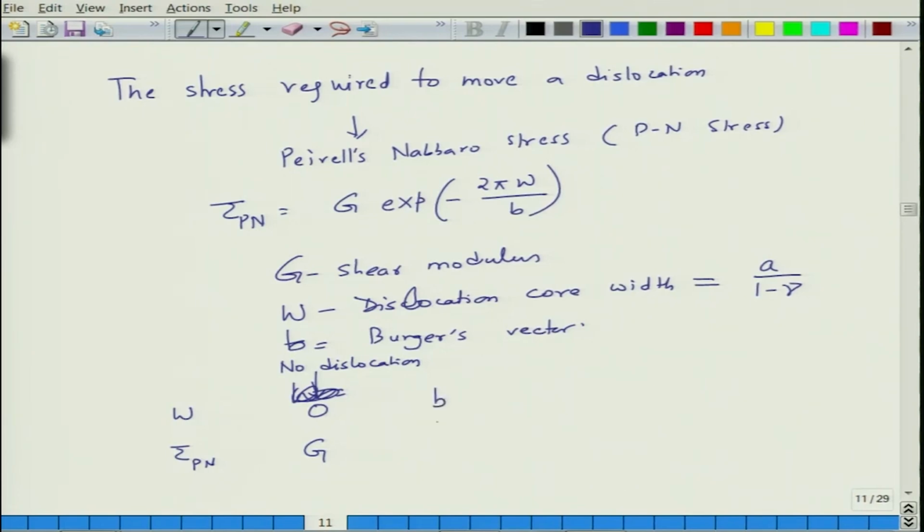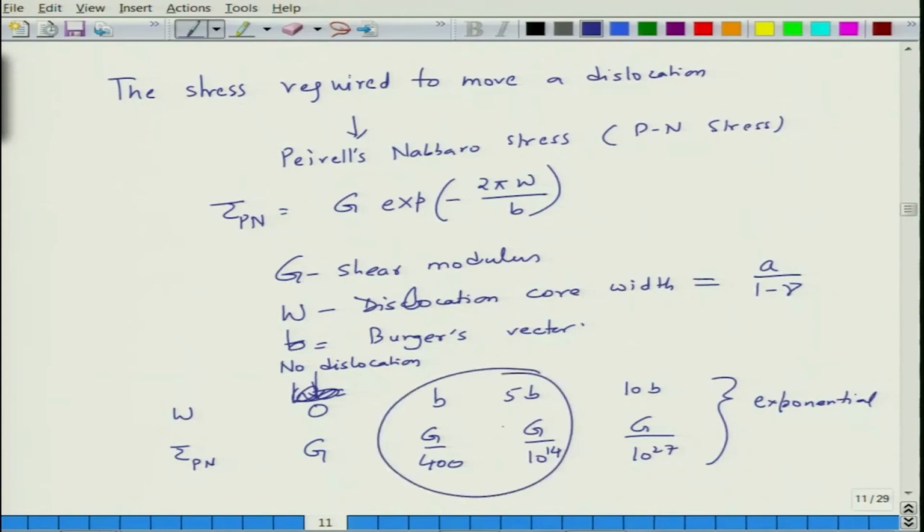And if W is equal to 1 Burgess vector, then this is G divided by 400 times. So, essentially just introducing a dislocation has caused the stress to decrease by 400 times, and if it is 5B, this goes to G divided by 10 to the power 14, and if it is 10B, this becomes G divided by 10 to the power 27. So, basically this is an exponential function. Of course, we do not drop the strength to these levels, but our strength is somewhere in between. This is the region in which most of the W values are.